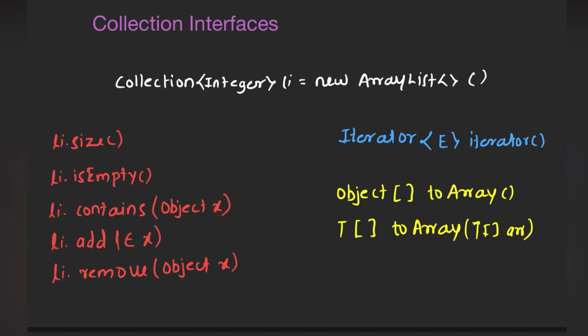The fourth one is called add. Again I have used the E symbol here. What it means is that here I'm using a wrapper class called Integer. If I try to insert a character, is it possible? Absolutely not. Therefore we need to use a value which is similar to this particular data type. This is the reason I have used E over here.